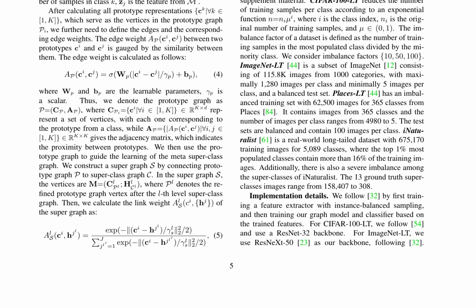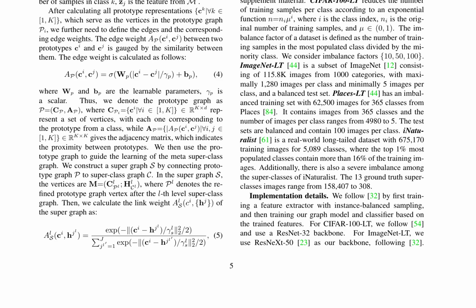The supergraph S is used to refine the superclass graph through message passing, similar to equation 3, H^(m+1) equals MP(A, H^m, W^m). The refined superclass graph is then used to propagate the most relevant knowledge from the prototype graph P to the superclass graph C.